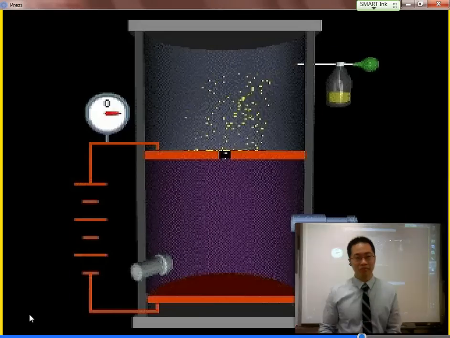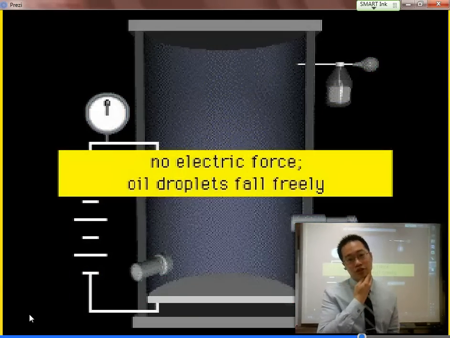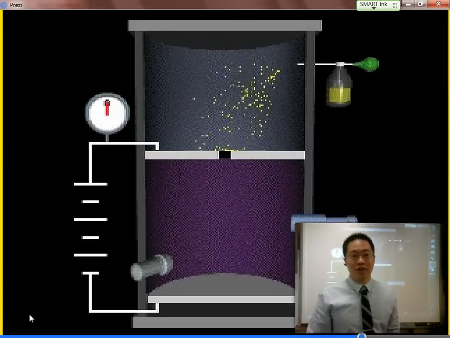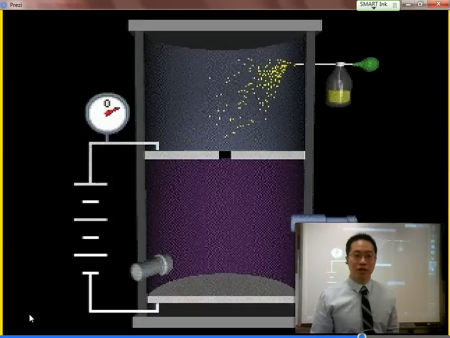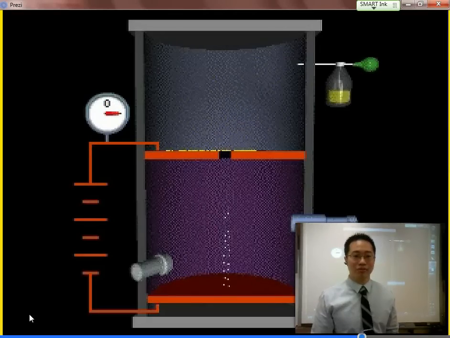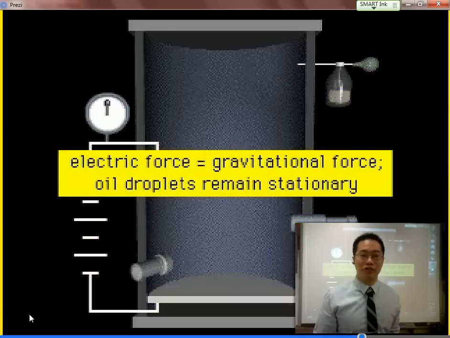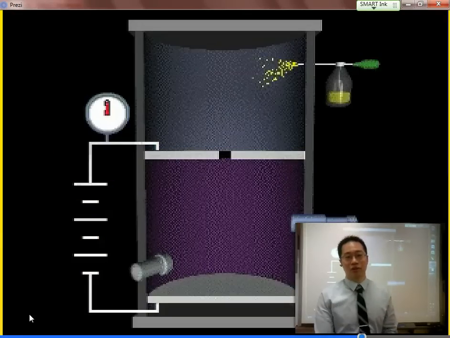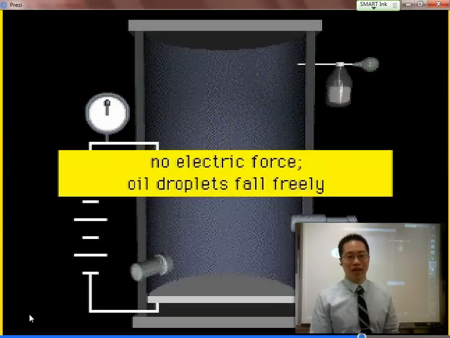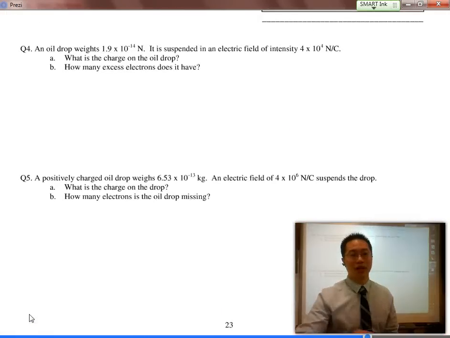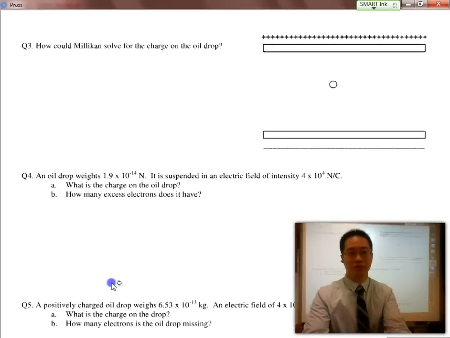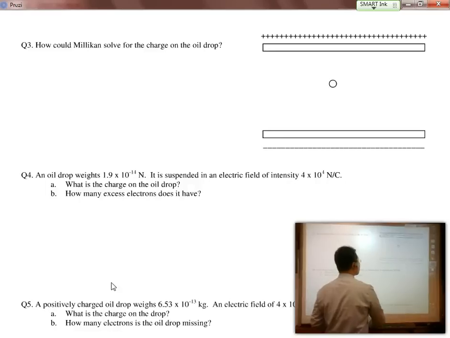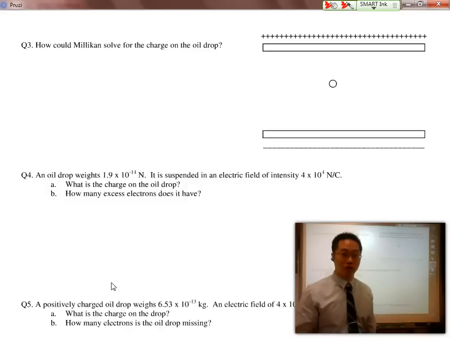Okay. So this is just a quick version of the same exact thing, but basically when there's a small electric force on, the droplets slow down. When you turn the electric field on even stronger, the oil droplets would just fall and eventually hang in midair. Okay. Now, move this up for a moment. Okay, so just to recap. He was able to identify the mass of a single oil droplet.